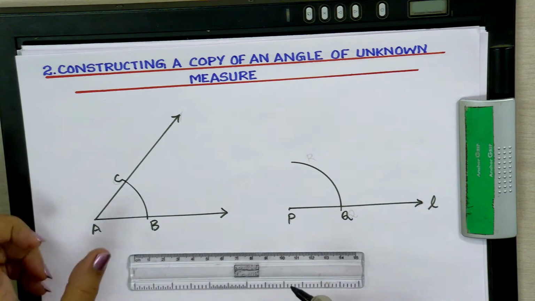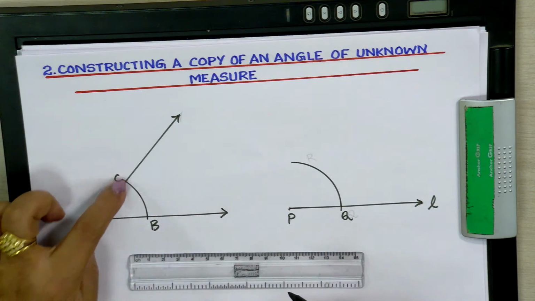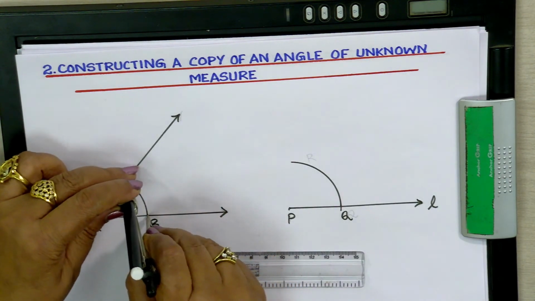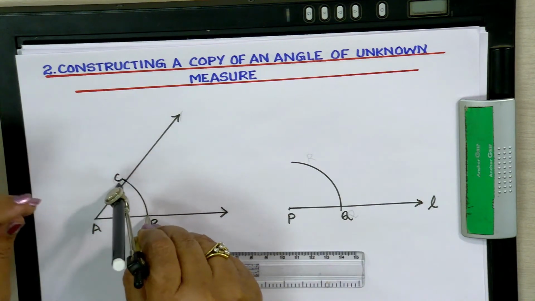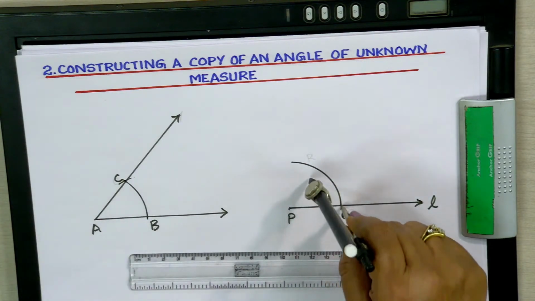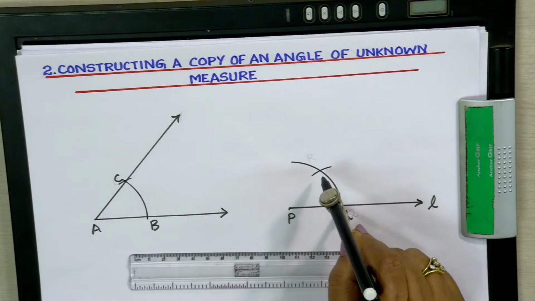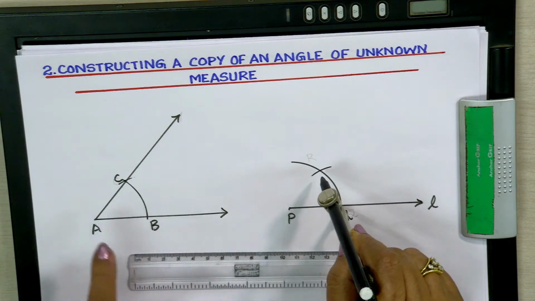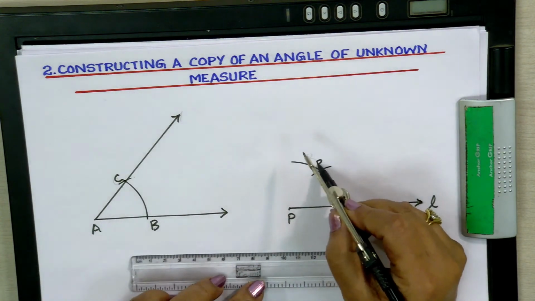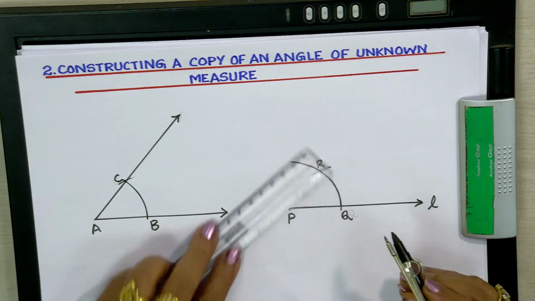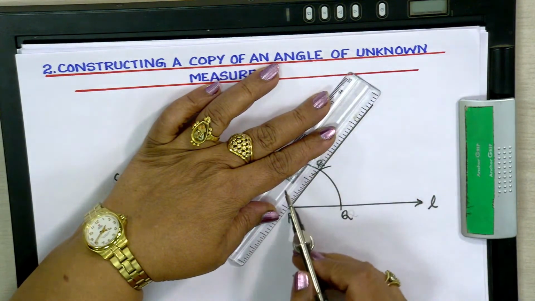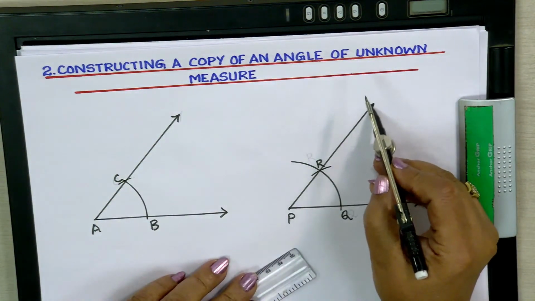Now, because I want to make the angle equal to angle CAB, what I will do? I will take the measure BC in my compass and I will place it on point Q to cut an arc. Alright, this will give me an angle equal to the angle which I had here. Okay, now I will name this point as R and I will join P and R. In this way, I am able to construct the copy of the given angle without using a protractor.